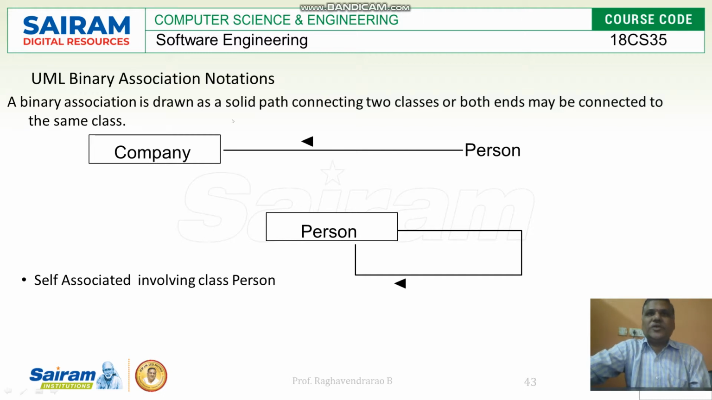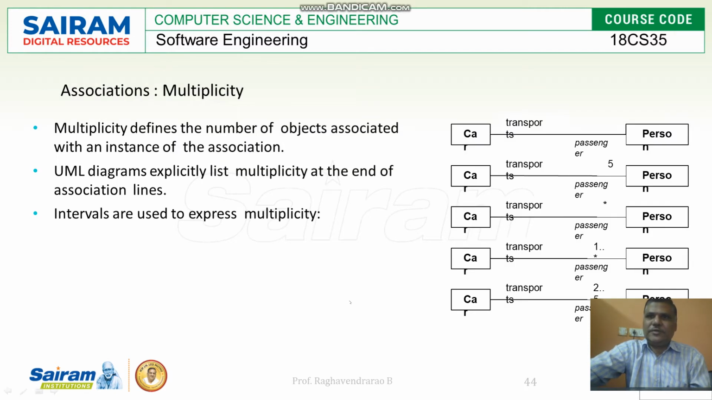The binary association is drawn as a solid path connected to two classes. Company is one class and person is one class. Two classes, or both ends connected to the same class. So this is two classes, and self-association involving the class person. The person itself is going to have the class, then it is getting connected to himself only. So that is the different notation for this particular class.